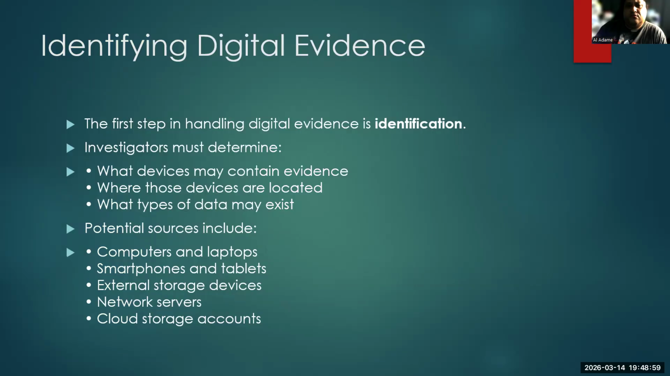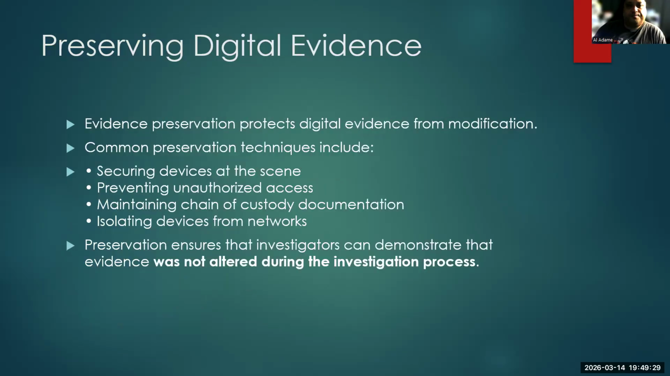Identifying. Did this repeat? Oh, no. It repeats because it's part of chain of custody. Sorry. So we know the first step is identification. The investigators must determine what device may contain evidence, where those devices are located, and what types of data may exist. I'm sorry, guys, if it repeats, but it's part of the whole thing. I can't really change it. Potential sources I've mentioned before: computers, laptops, smartphones, tablets, external storage devices, USB drives, portable hard drives, things like that. Network servers, cloud storage accounts as well.